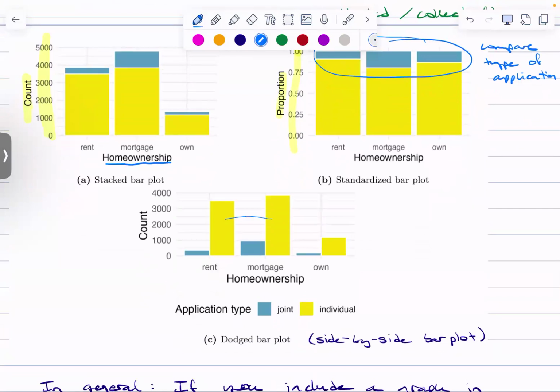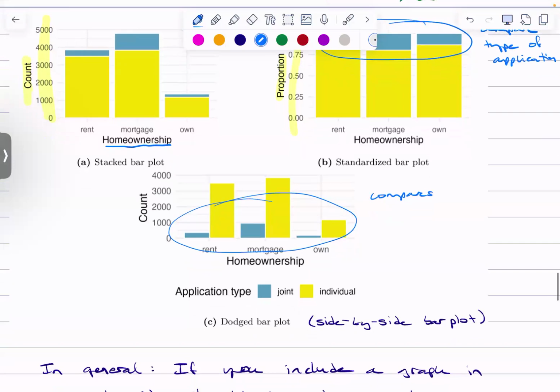And then here, if we want to compare them all on the same scale, this compares all groups on the same scale, with 3 homeownership status levels and 2 application types. I have 6 groups. So it compares all 6 groups on the same scale. So it depends on what you want to talk about.